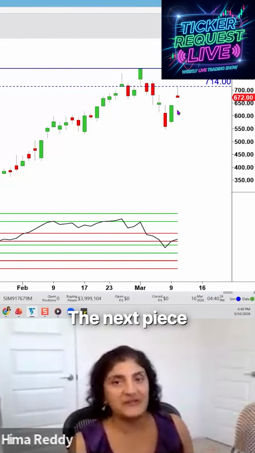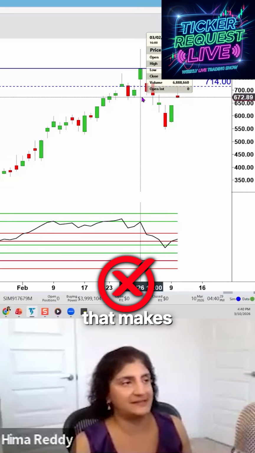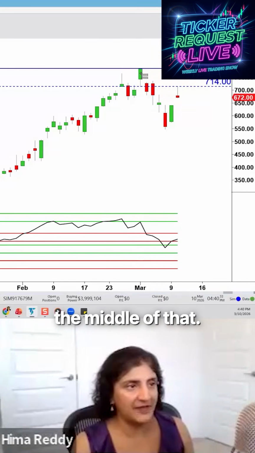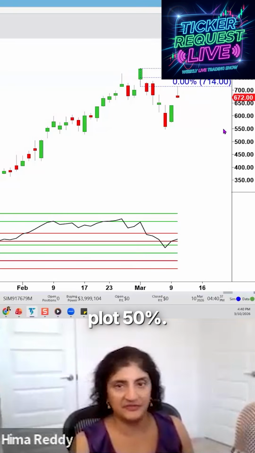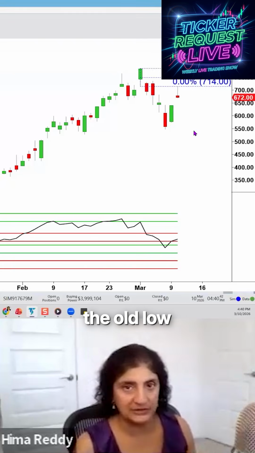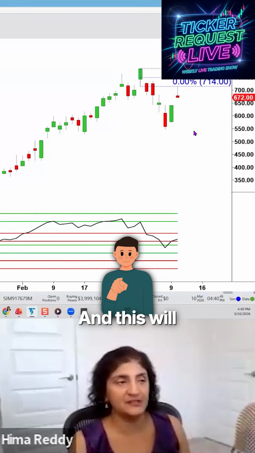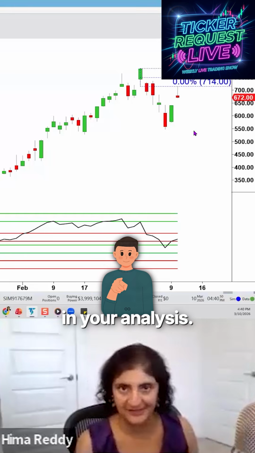then backed off. The next piece that you're leaving on the table, if you're not monitoring, is the middle of the bar that makes the high. So it's not just the high, it's not just the old low, it's the middle of that. And what I do is I take a Fibonacci tool and I just hack it so that I just plot 50%. And that way I can quickly ascertain the high, the old low, and the midpoint. And you can flip this and reverse it if you're looking at support, and this will provide you even more useful price floors and ceilings in your analysis.